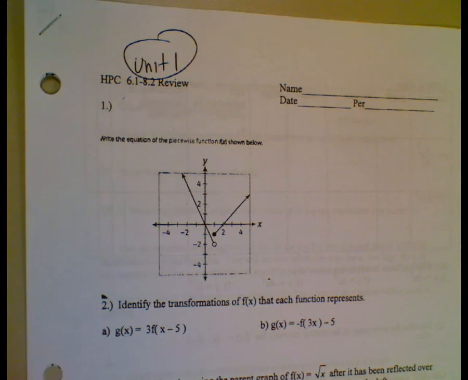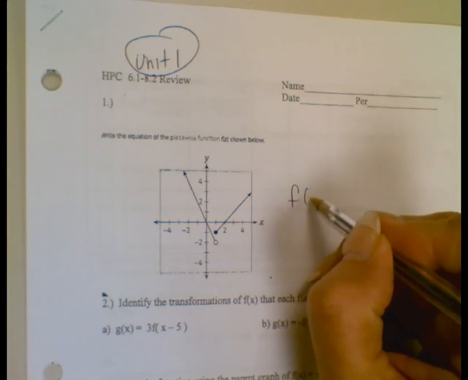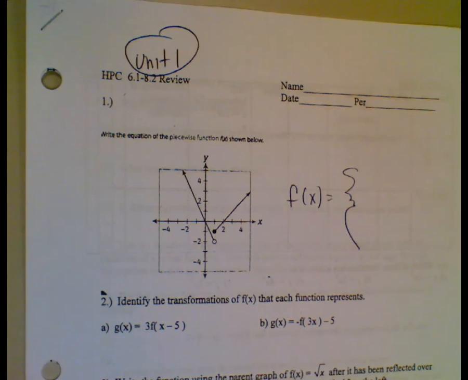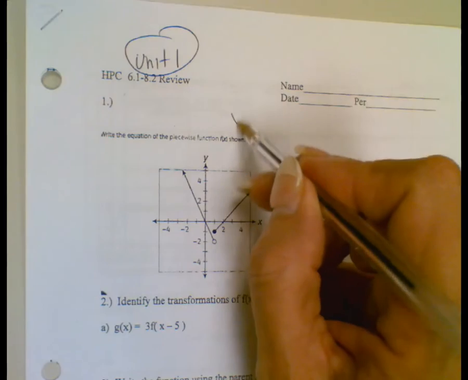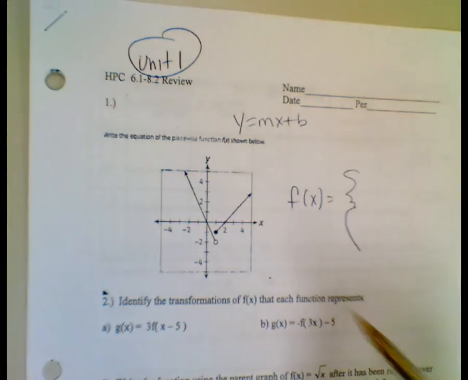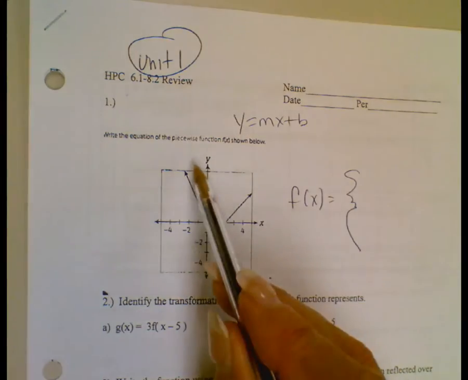Okay, so number 1, it says write the equation of the piecewise function f of x shown below. So off to the side, we're going to start with f of x. And notice that there are two pieces of lines. So we're going to have two lines, and they're both lines, right? A line is in the form, just don't forget, y equals mx plus b. So for the first line, let's look at this one right here.